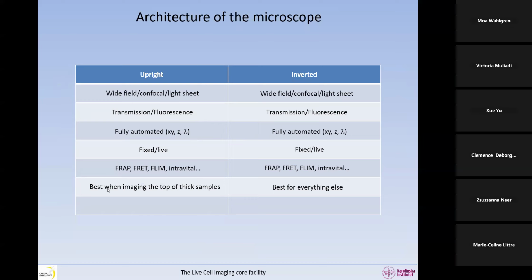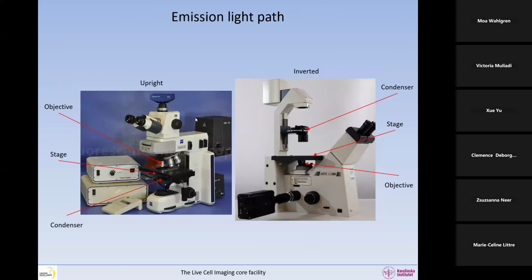However, the upright microscope is best when imaging the top of thick samples that cannot be flipped, and the inverted microscope is best for everything else. Another disadvantage of an upright microscope is that we have no possibility to have a hardware autofocus, and we will talk about this later in the course, whereas here we can have that. So this is a little bit the difference between upright and inverted microscope.